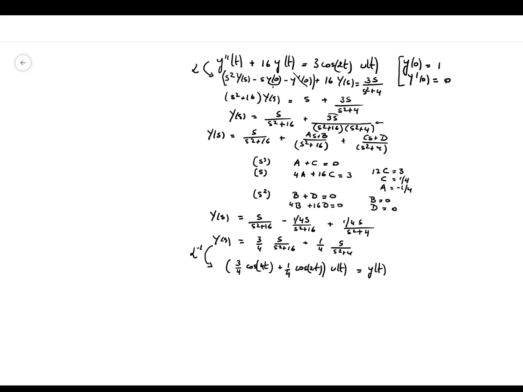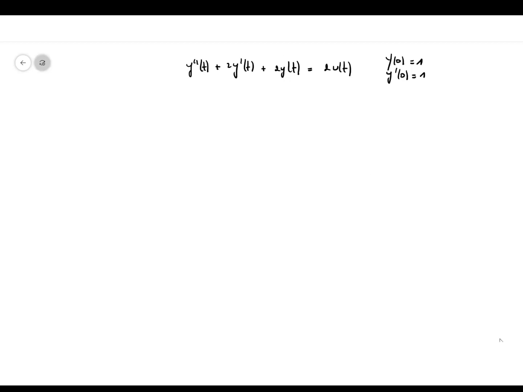Okay, are we done? No, we're not. We have to check if this solution meets the initial conditions, and indeed, since you know that the cosine of 0 is 1, you'll have that y(0) is 3/4 plus 1/4, that's 1. And if you take the time derivative, well, this will involve sines, and a sine at t equals 0 is 0, so indeed the derivative will be 0. So now we're kind of finished.